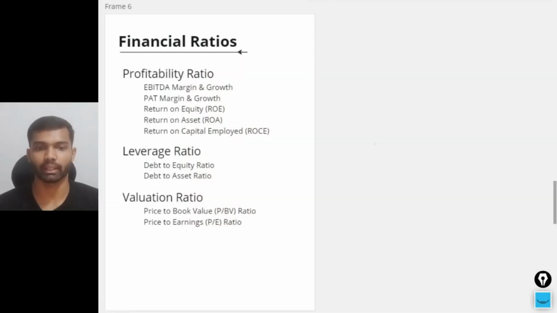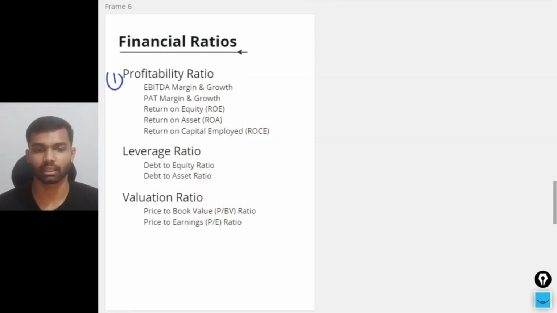For that, we need the financial ratios. The financial ratios help us to compare the current performance with the past performance, and we can also use them to compare the company's performance with other companies within the same sector. Okay, let's get started. Basically, we can divide the financial ratios into three types.